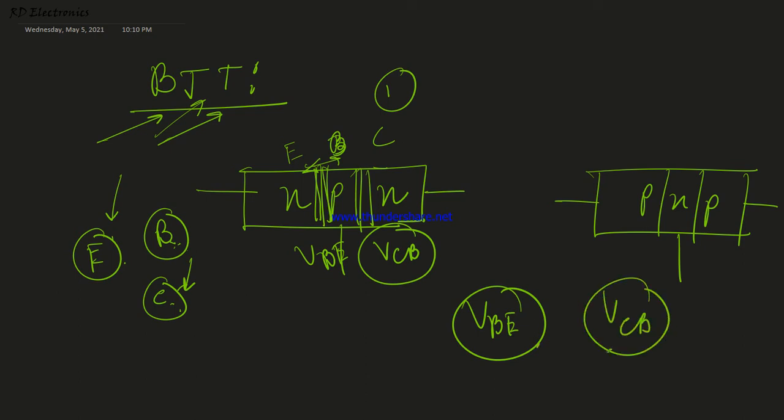One is VBE and another is VCB. And in a bipolar junction transistor two carriers flow, both electrons and holes take part in the current conduction.